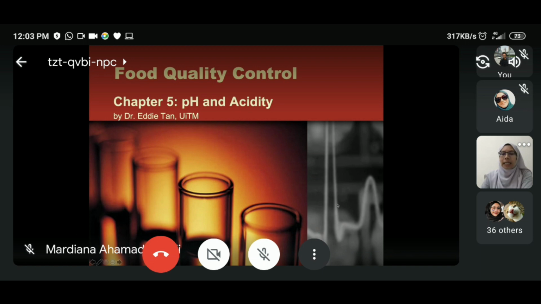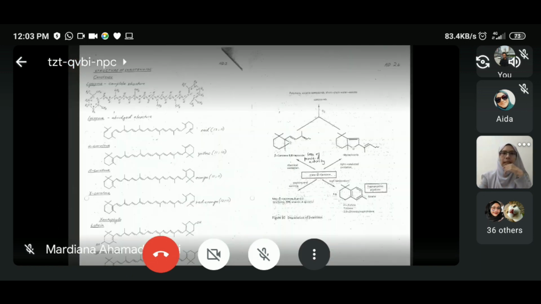Okay, so for today we are going to start off with pH and acidity. pH and acidity, this one basically it is referring to two different methods.